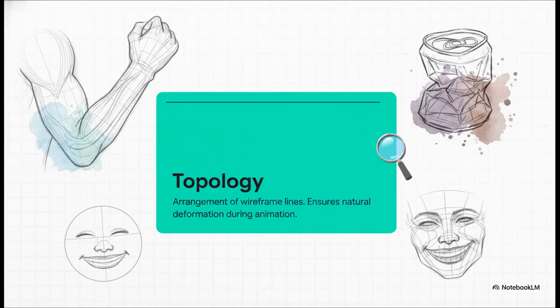Now, a super crucial part of that wireframe is topology, which is just the flow and arrangement of those lines. Clean, organized lines mean a character's face or body can bend later without totally breaking. Imagine drawing a grid on your elbow. When you bend your arm, some squares stretch, right? Others compress. If your digital topology doesn't flow like real human muscles, your character is going to crumple like a crushed soda can the second they try to smile or wave. Good topology is the absolute secret sauce for believable movement down the line.